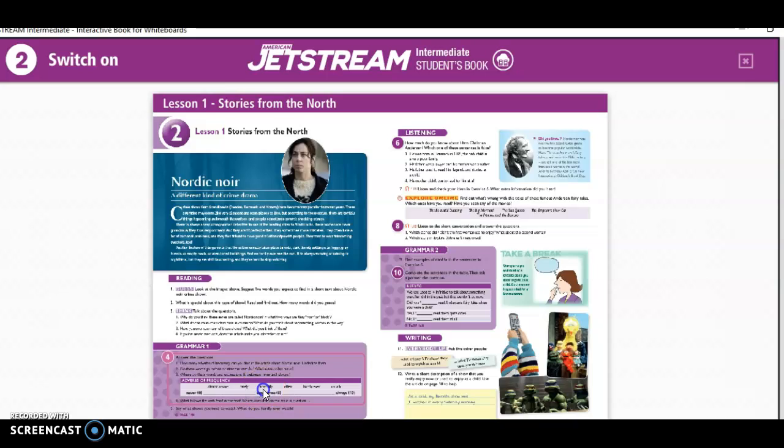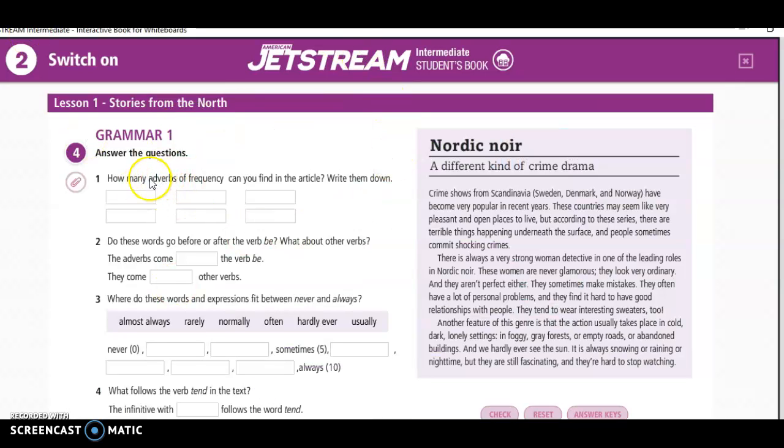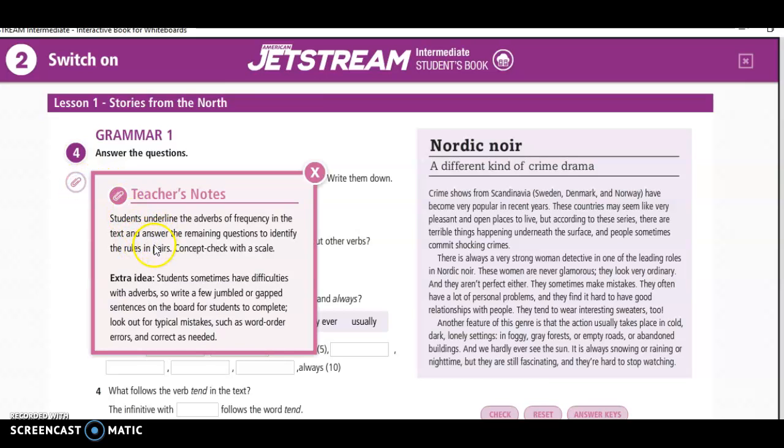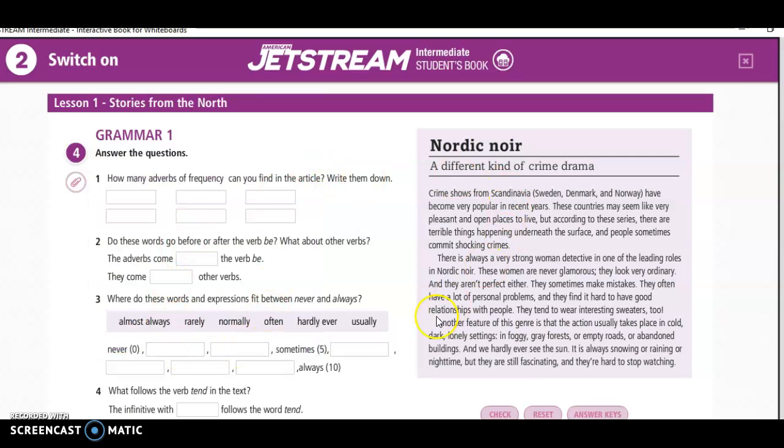Let's go ahead and look at the grammar in Unit 1. In Grammar 1, we are going to talk about frequency in text and answer the remaining questions to identify the rules in pairs. Make sure that you complete this activity to learn how to use the frequency adverbs. Some frequency adverbs are almost always, rarely, normally, often, hardly ever, and usually.